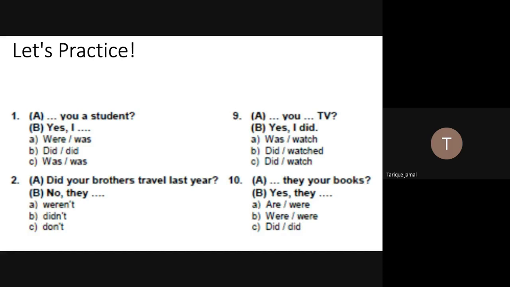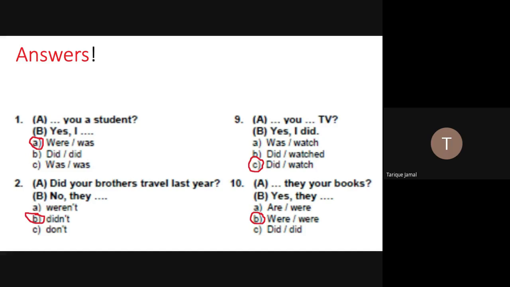All right, let's move on to check. So look at number one. Were you a student? Past. Yes, I was. Number two. Did your brothers travel last year? No, they didn't. And then for the right hand side, did you watch TV? Yes, I did. And then, were they your books? Yes, they were, correct?